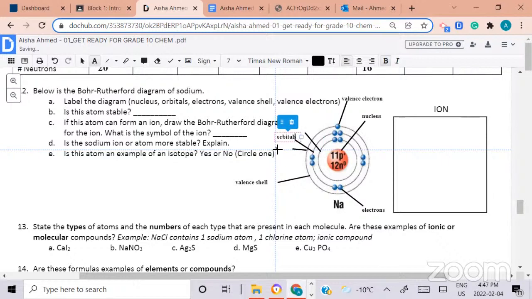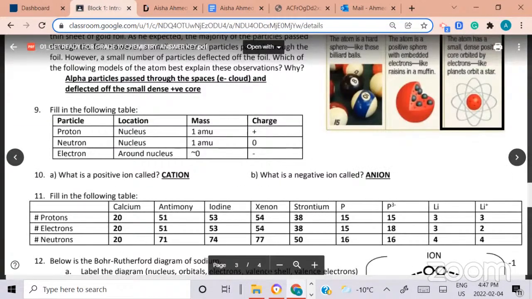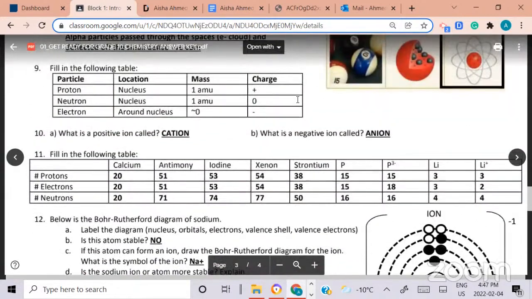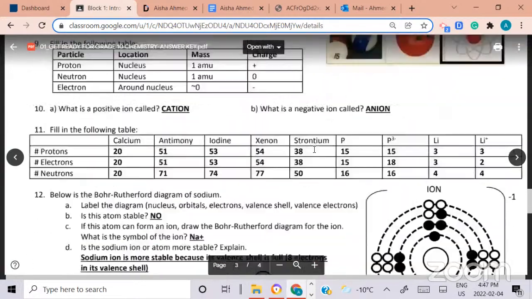Are we almost done? This is so long. But this is very important information. We're getting there.